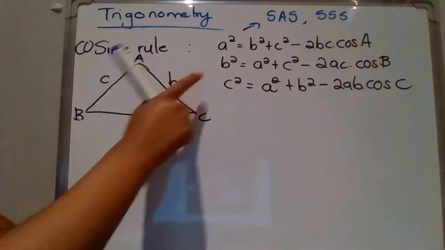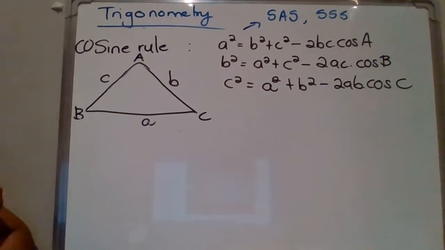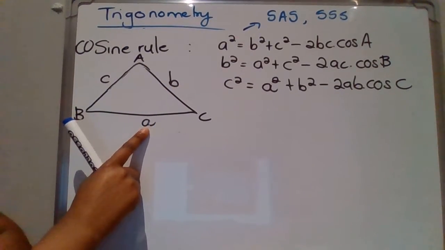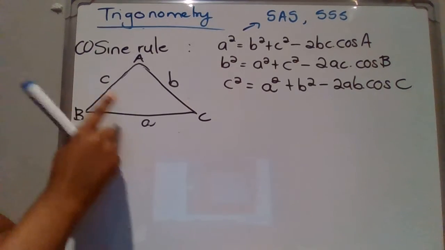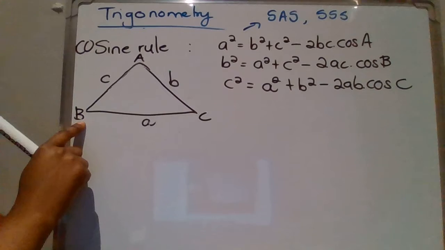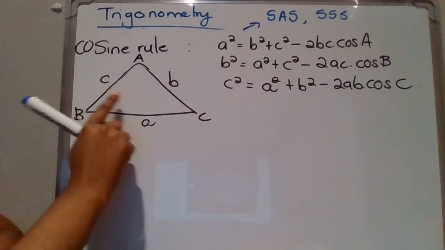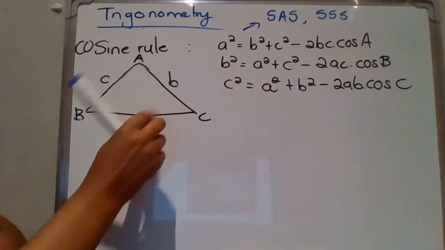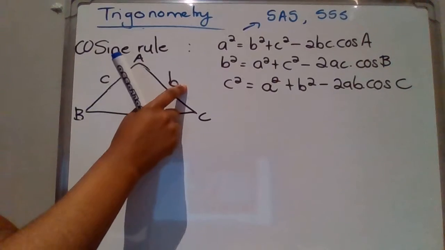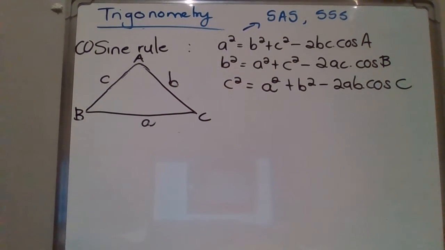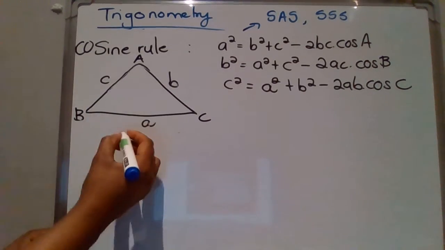Similarly for b, if I wanted to find b, then b squared is equal to a squared plus c squared minus 2 times ac cos B. So you see that they correspond. Then here I have c squared is equal to a squared plus b squared minus 2ab cos C. All right, so let's do an example.